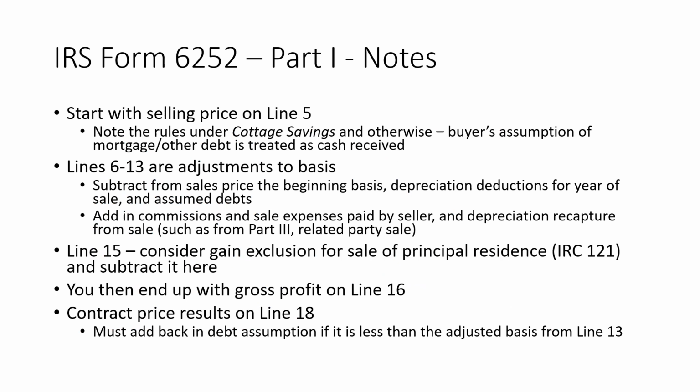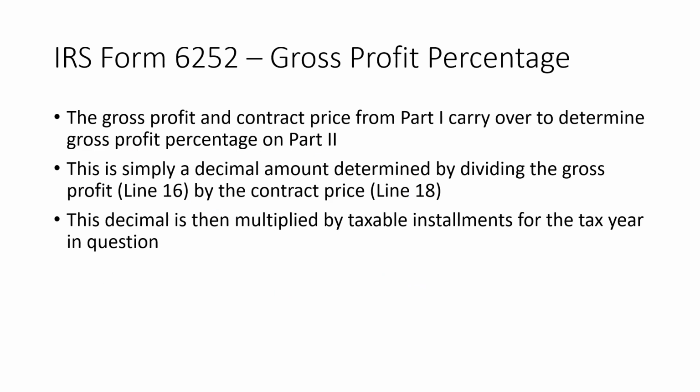But where things get really kind of weird is in a situation where any debt is assumed in connection with the sale by the acquirer, the purchaser. In that case, for one, starting out with a selling price, you're going to take that out in determining your adjusted basis, and then add it back in if the debt assumption is less than your adjusted basis ultimately determined. And really what that does is it tracks the rule of Cottage Savings that says that assumed mortgage or other debts are going to be treated as cash received in your amount realized.